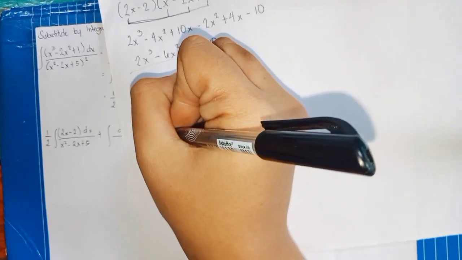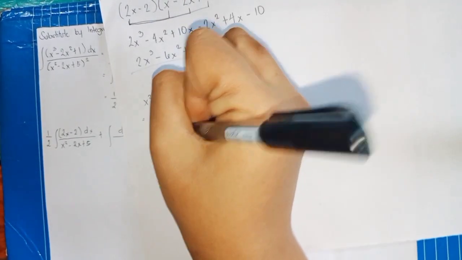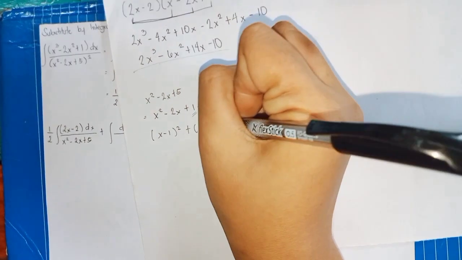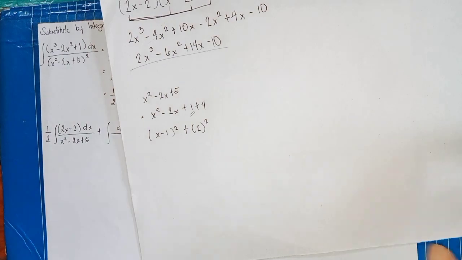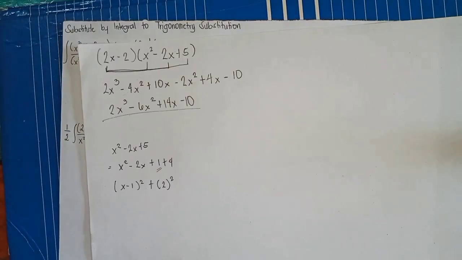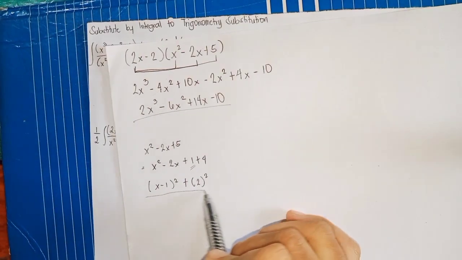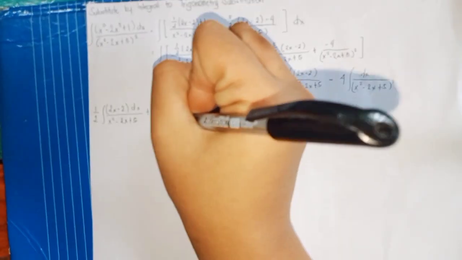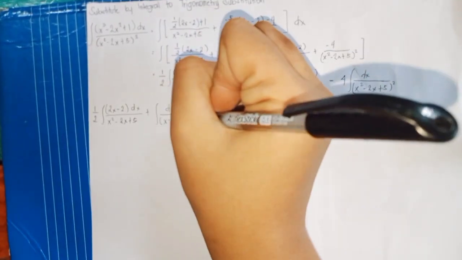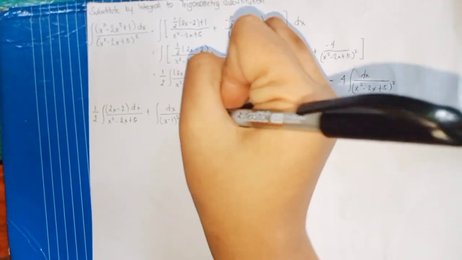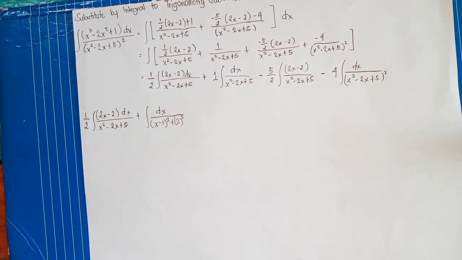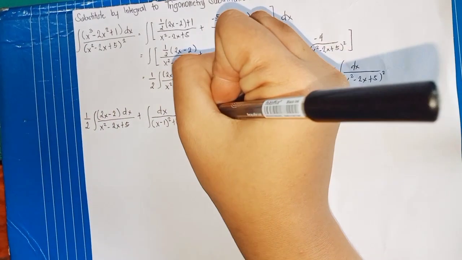So what will happen is x minus 1 squared plus 2 squared. Okay, so let's write this as our denominator for the second term: x minus 1 squared plus 2 squared. And then from the third term, minus 5/2.